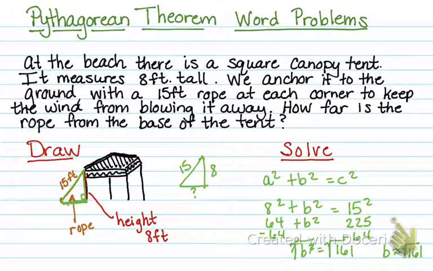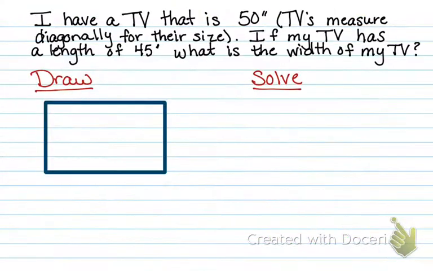All right, let's try another one. So I have a TV that's 50 inches. Now, if you don't know, TVs measure diagonally for their size. So if you want to really know the size of your TV, you measure it diagonally across the screen. So that means if we draw our TV out diagonally across all the way over, this is 50 inches. And it says my TV has a length of 45 inches. So that means this is 45. This will be 45. And it wants to know what is the width of my TV.